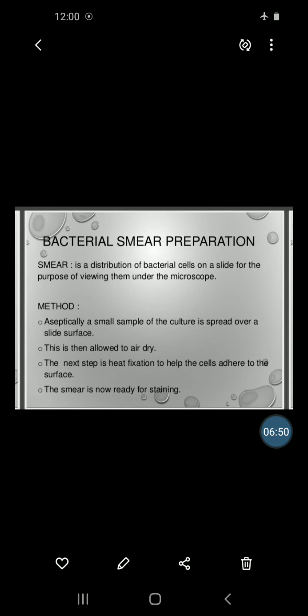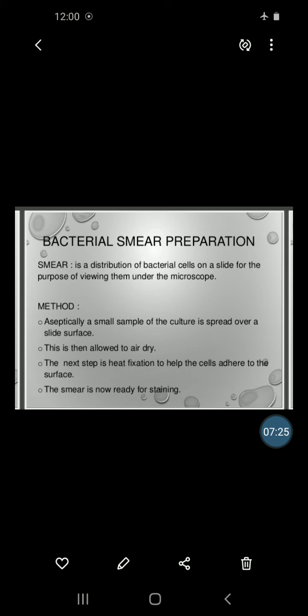Next we will see the bacterial smear preparation. So what is a smear? It is a distribution of bacterial cells on a glass slide for the purpose of viewing or observing them under the microscope. Then we will see the method of preparation of smear.